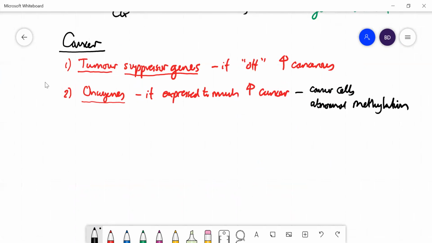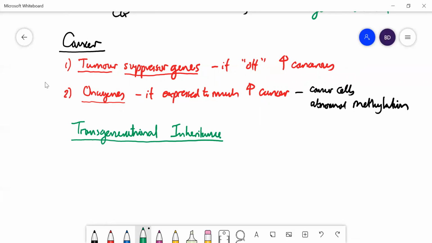aspect of epigenetics. So this is transgenerational inheritance. All right, now that is a little bit more controversial, whether it actually occurs, or if it does occur, how important it is, because there are two occasions when all the epigenetic imprinting, if you like, is removed. Now that occurs at two times.